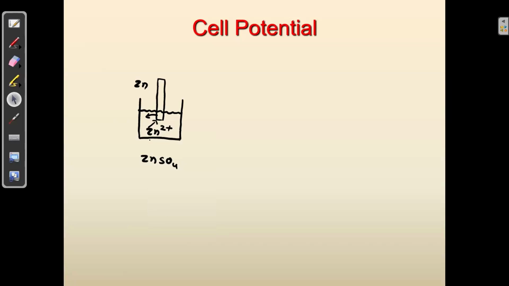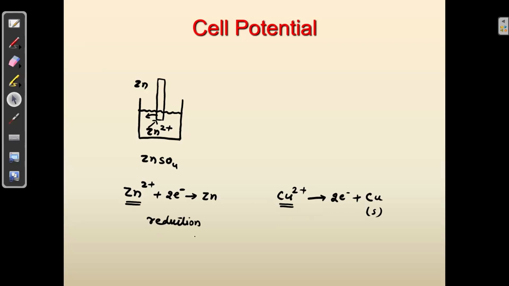So there is a tendency. If you see why this is happening, because here the cation is zinc plus 2, and in our previous case, copper plus 2. Both of them were having one tendency. And what is the tendency? The tendency is to gain electrons. Zinc plus 2 ions want to gain 2 electrons and get converted to zinc. In the same way, copper plus 2 ions also want to gain 2 electrons and get converted into copper metal. So this is the tendency of a cation to gain electrons. Gain of electrons is nothing but reduction.